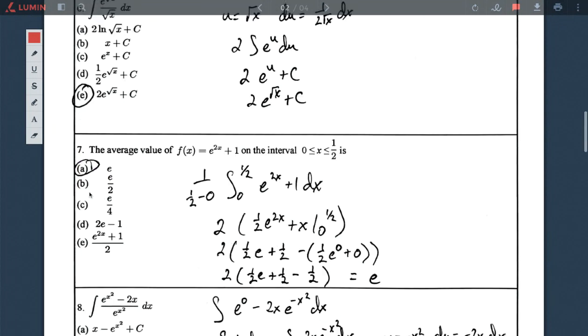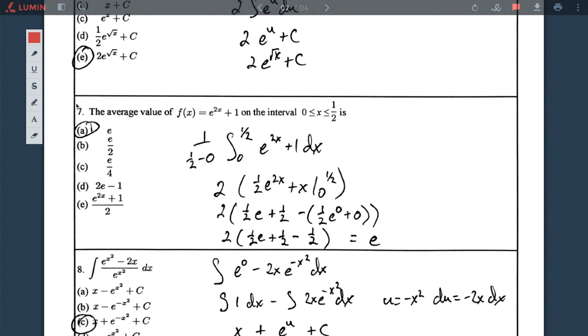My answer is 6. 7, find the average value on the interval from 0 to 1/2. So I need 1 over b minus a, so 1 over 1/2 minus 0, which is what I get here. That reduces to 2 because that gives me a 1/2 on bottom. 1 divided by 1/2 is 2.